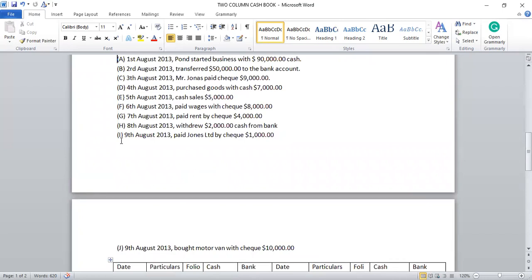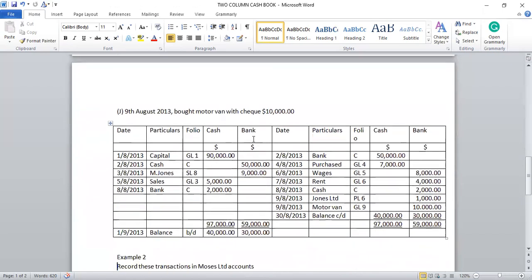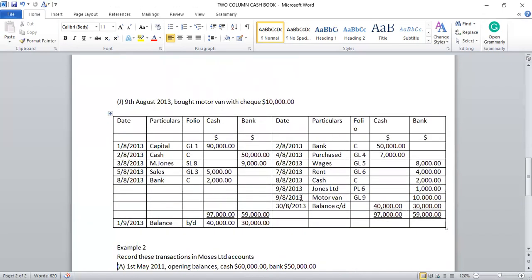Then I, 9th August 2013, paid Jones Limited by check $1,000. So that means the bank account will be credited and Jones account in the purchase ledger will be credited, but we are only thinking of the bank transaction. So we come here, 9th August 2013, that's the date, particulars. We have Jones Limited. I assume it can be found in purchase ledger page 8. And the bank will be credited with $1,000.